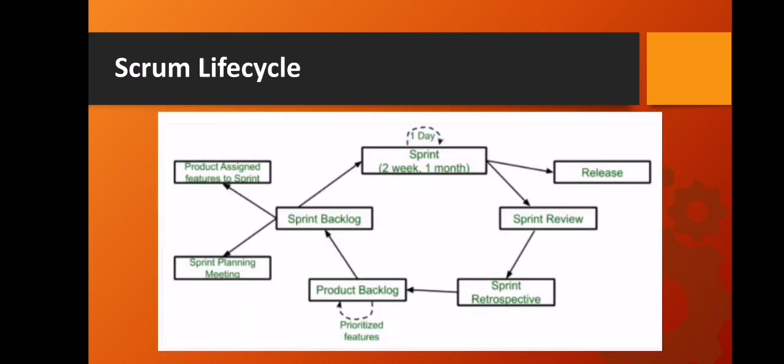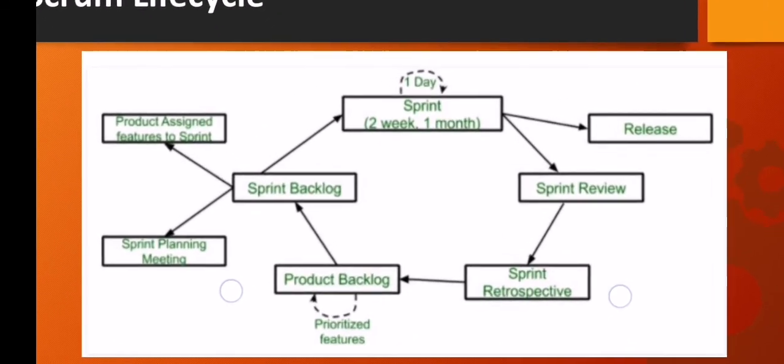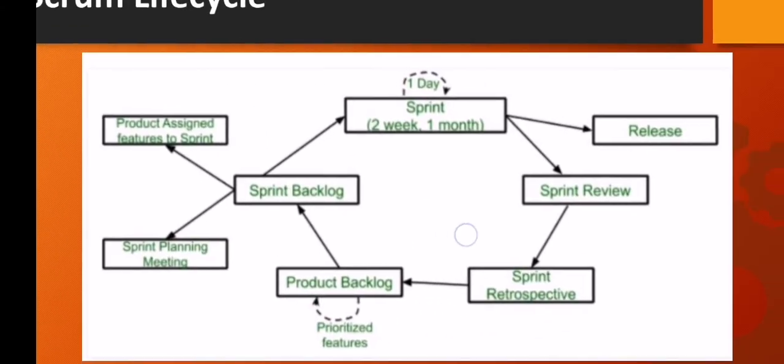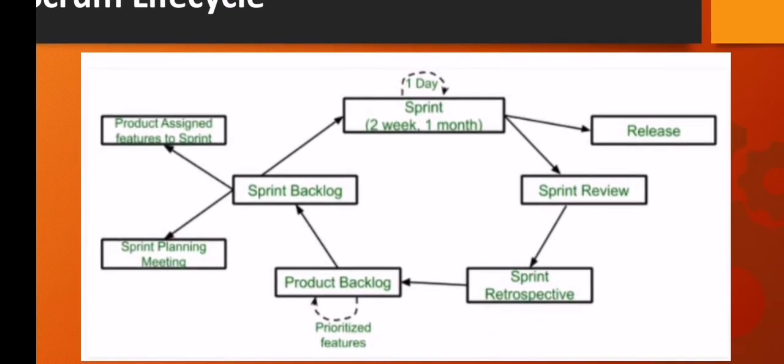Let us now discuss the Scrum life cycle. So we have release, sprint review, retrospective, product backlog, and sprint backlog. These are the Scrum life cycle. We first discuss the release. What is release? As shown in the diagram, release is when the product is completed, then it goes to the release stage.